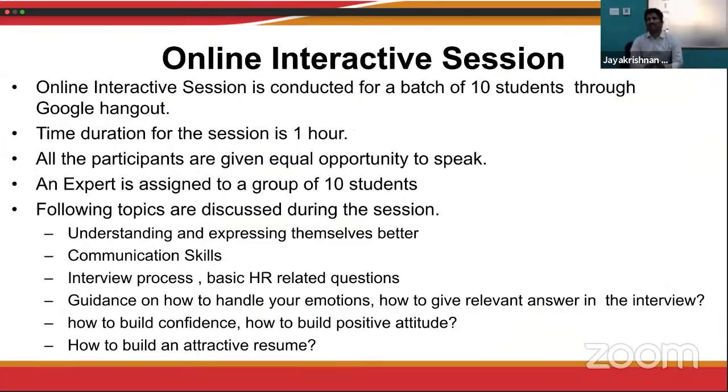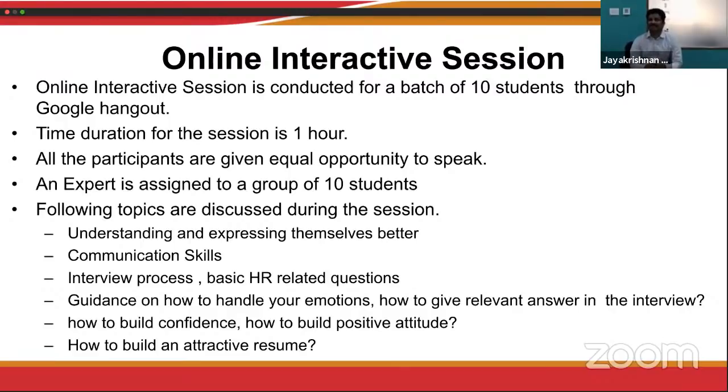So, as part of the online interactive session, the idea is to give you more practice with respect to group discussion, with respect to the interviews that you go and attend. The biggest challenge is most of you have fear, and you may have fever also. Like exam fever, you'll have interview fever when you go and attend an interview. So the reason is most of you are not having that practice. So the idea is to give you more comfort while attending an interview.